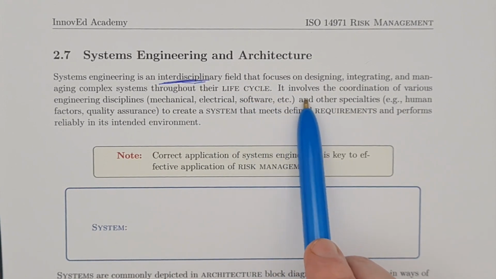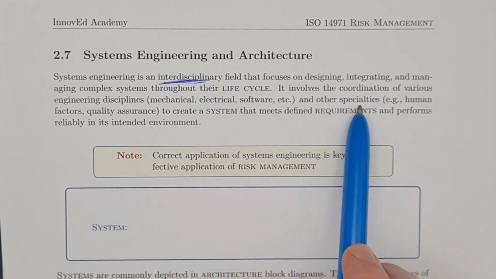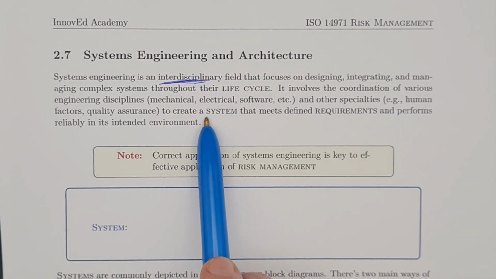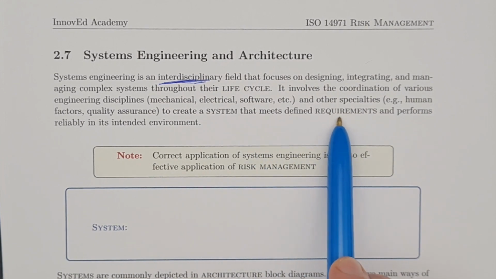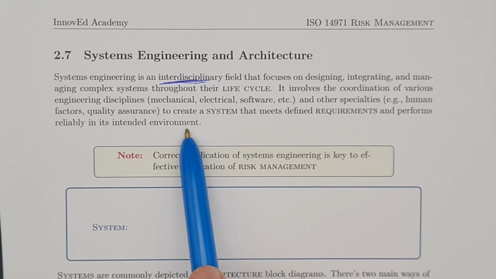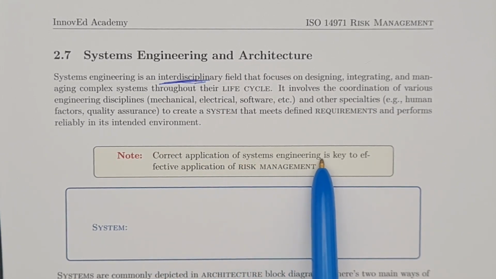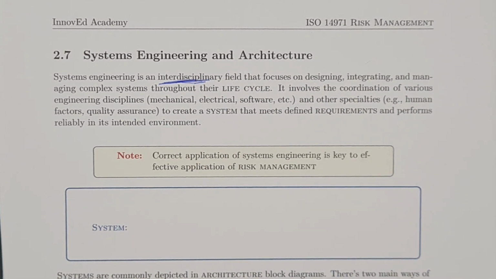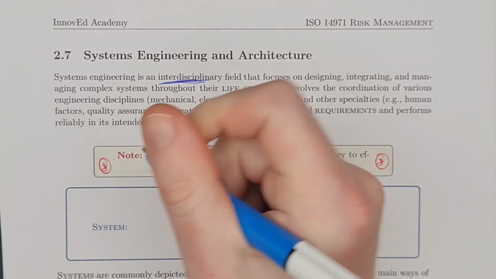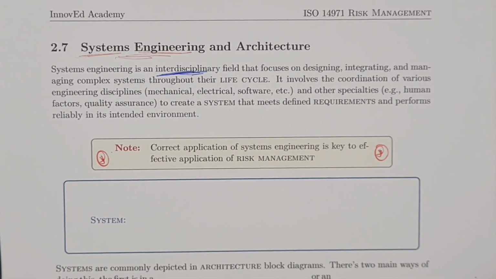It involves the coordination of various engineering disciplines and other specialities, so it also incorporates things like human factors, quality assurance, etc., to create a system that meets defined requirements and performs reliably in its intended environment. Okay, now note, correct application of systems engineering is key to effective risk management, and that's why at the start of this course I decided to focus on systems engineering, because it's the foundation upon which we build our risk management.